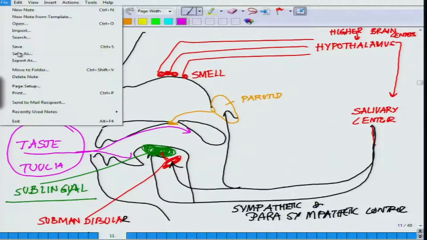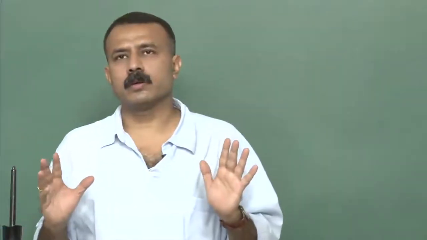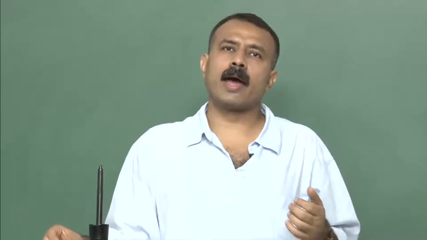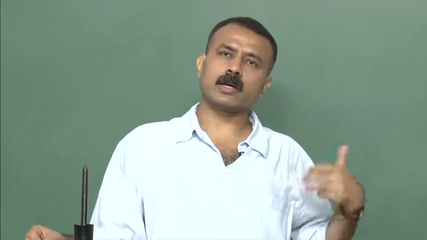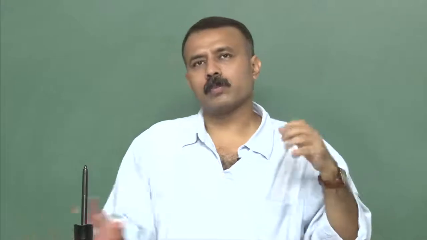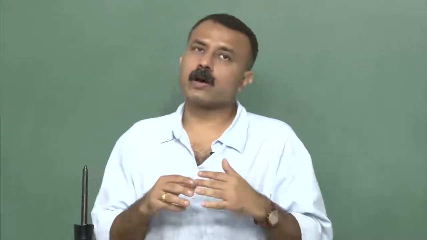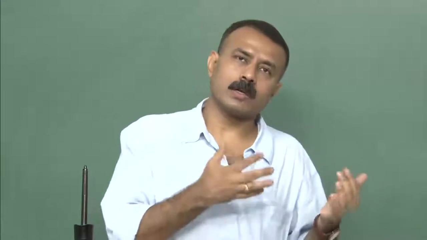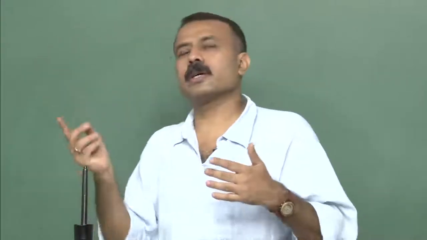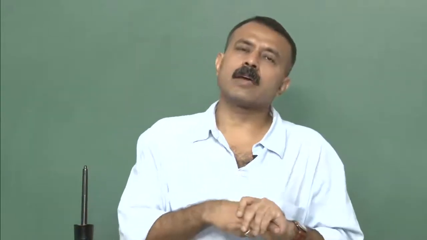So, essentially this whole thing is being controlled at multiple levels. It is controlled by the higher centers of the brain, which tell the hypothalamus to act, or the hypothalamus receives a signal and acts based on that. It is a two way traffic. Underneath you have the salivary centers, which control all these secretions by employing the sympathetic and the parasympathetic route. Apart from it, you have the smell centers, the touch when the food comes in contact, and the taste buds, which are also sending signals to the brain. So, it is a very complex computational process by which saliva formation is regulated.